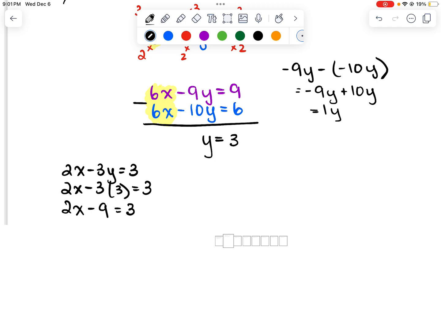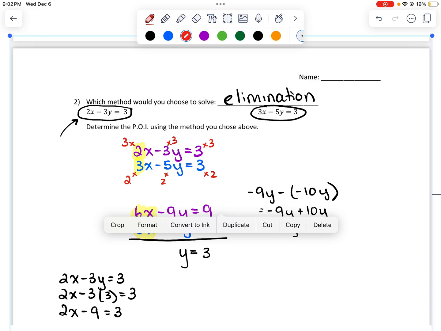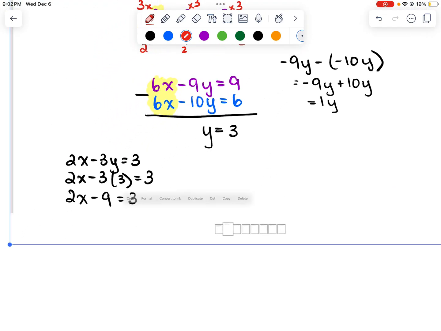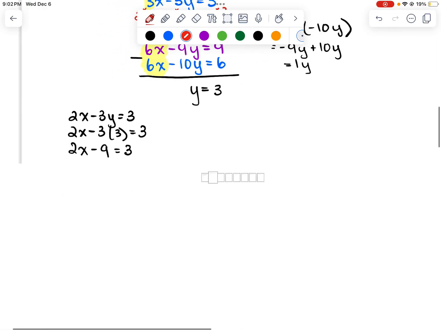And then I'm just solving an equation here. So I'm going to move my 9 to the other side. I'm going to add 9 to both sides, because then that gets rid of that. So now I have 2x equals 9 plus 3 is 12. And then I'm going to divide by 2 to get rid of the 2. So x equals 6.